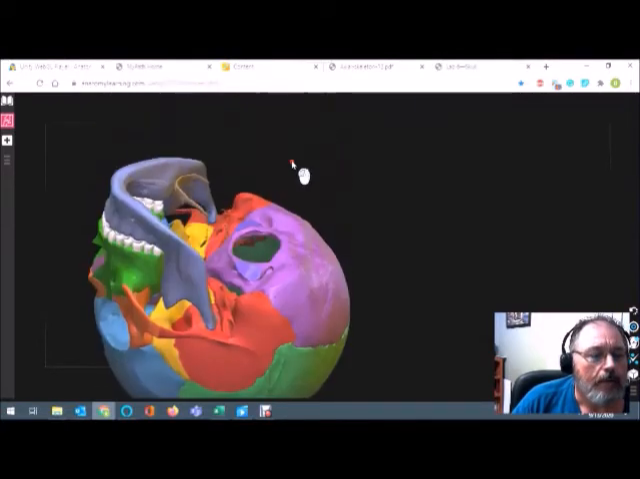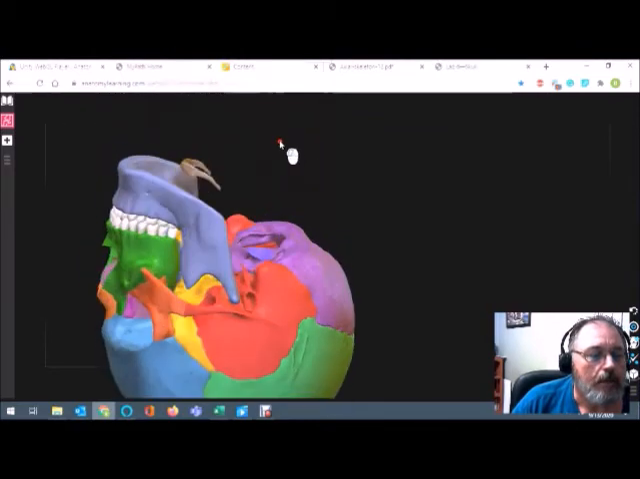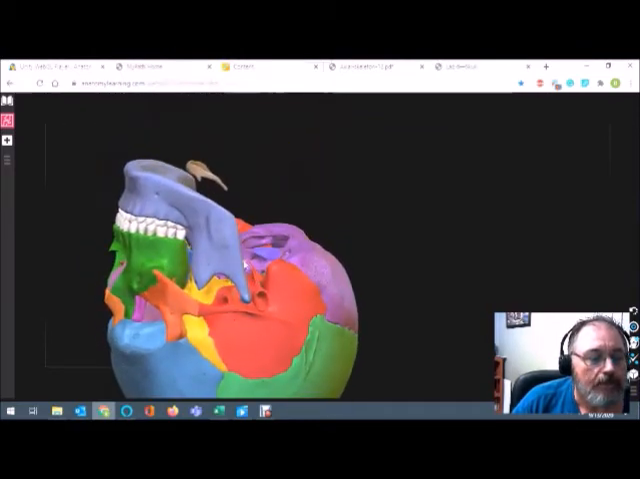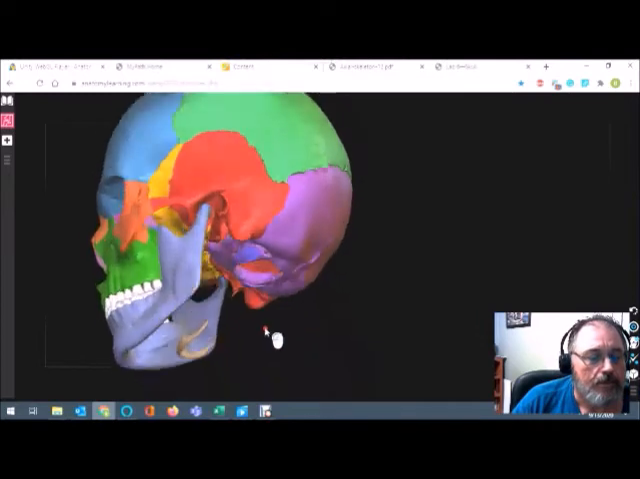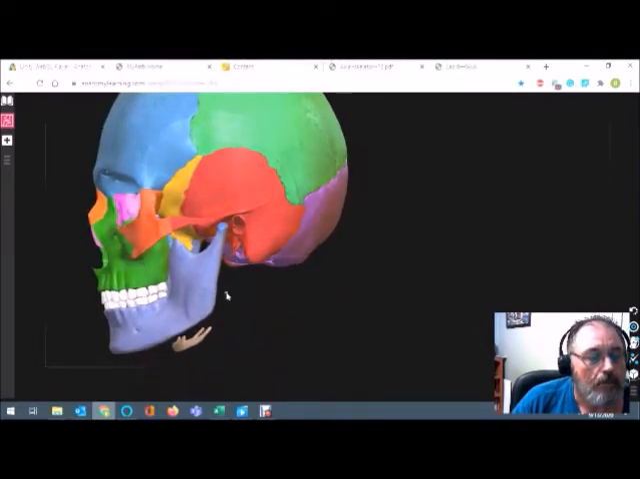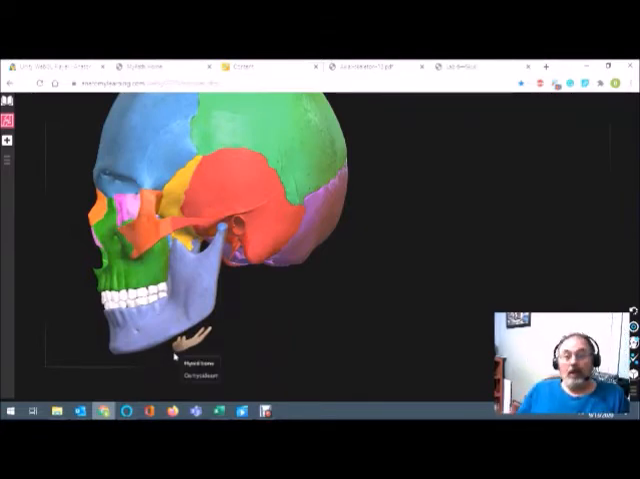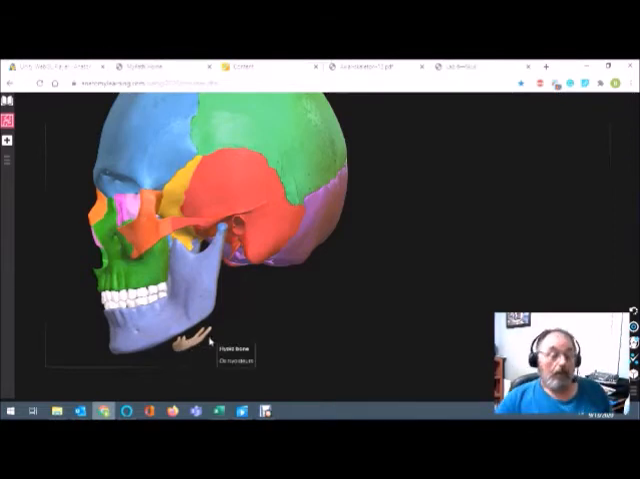We also have, on the underside, this little fin sticking out. And that is the styloid process. And there is a ligament that goes from the styloid process from here down to here, which is the stylohyoid ligament. And it's associated with, it holds that hyoid bone in place. And the hyoid bone is the bone that our tongue is attached to.